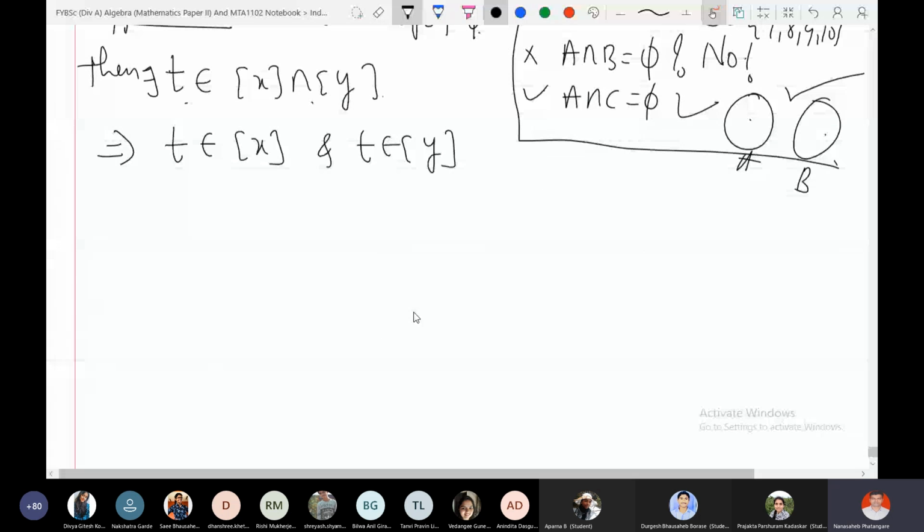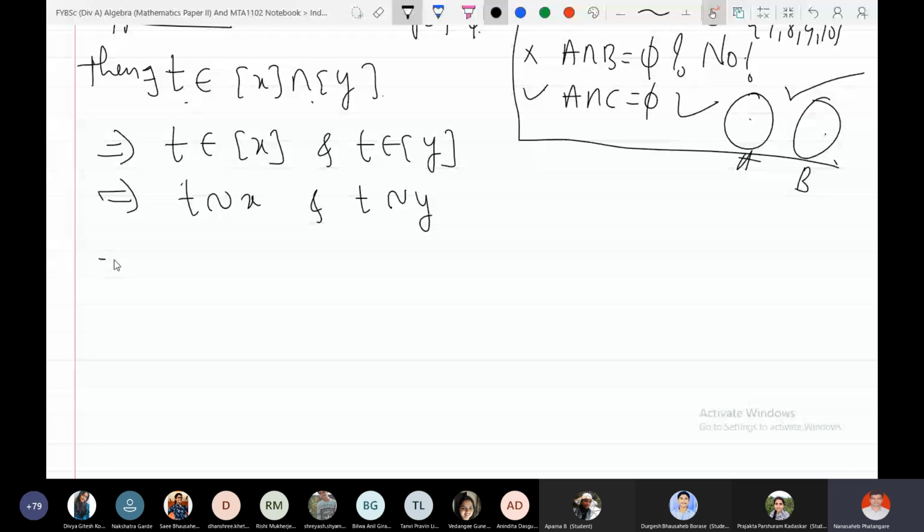What does it mean? t is in the class of x means what? t is related to x. And t is related to y. Very good. What is the conclusion?